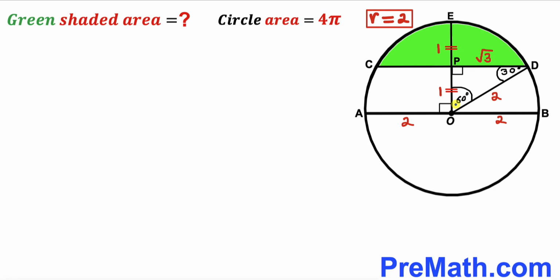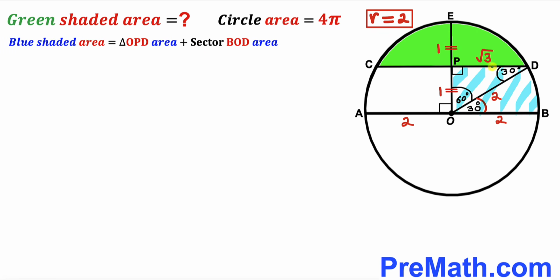And now let's make an observation. We can see this whole angle is a 90 degrees angle, and this angle is 60 degrees. So therefore this remaining angle has got to be our 30 degrees angle. And now let's make an observation. We can see that this blue shaded region area is going to be equal to the triangle OPD area plus the sector BOD area. And here we can see this is our blue shaded region, and its area is going to be the sum of this triangle OPD area plus the sector BOD area.